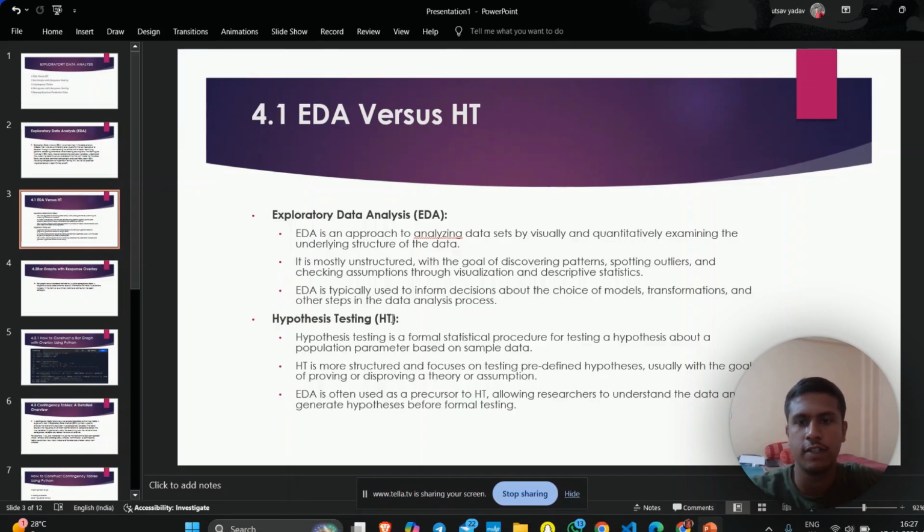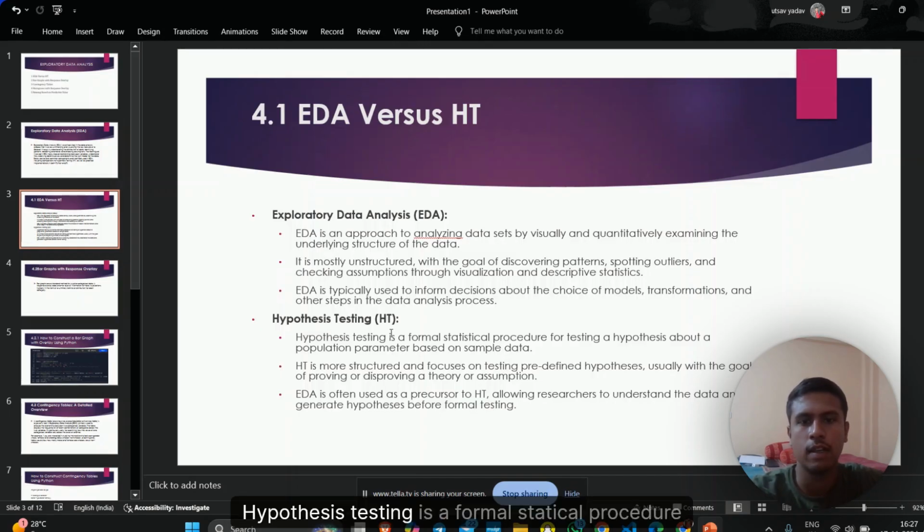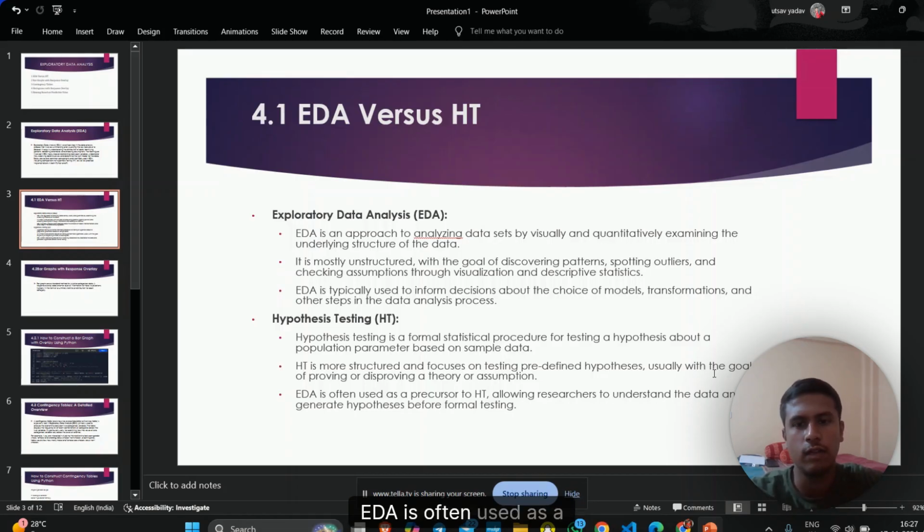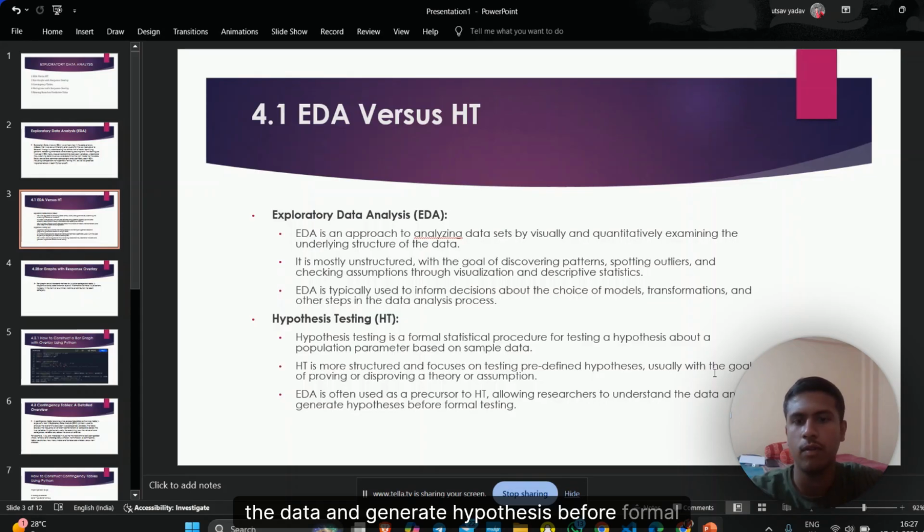Hypothesis testing (HT). Hypothesis testing is a formal statistical procedure for testing a hypothesis about a population parameter based on sample data. HT is more structured and focuses on testing predefined hypotheses, usually with the goal of proving or disproving a theory or assumption. EDA is often used as a precursor to HT, allowing researchers to understand the data and generate hypotheses before formal testing.